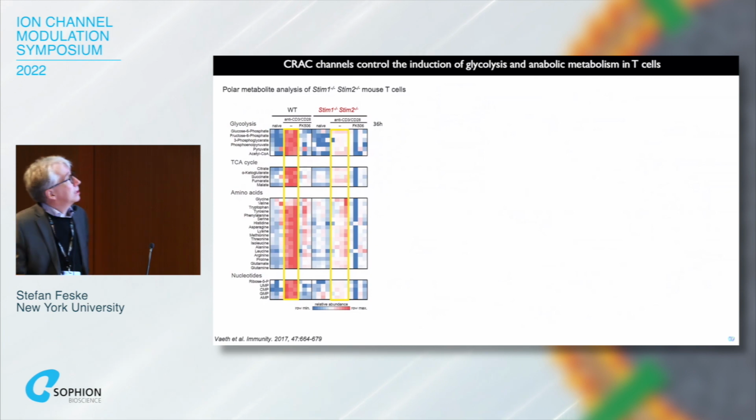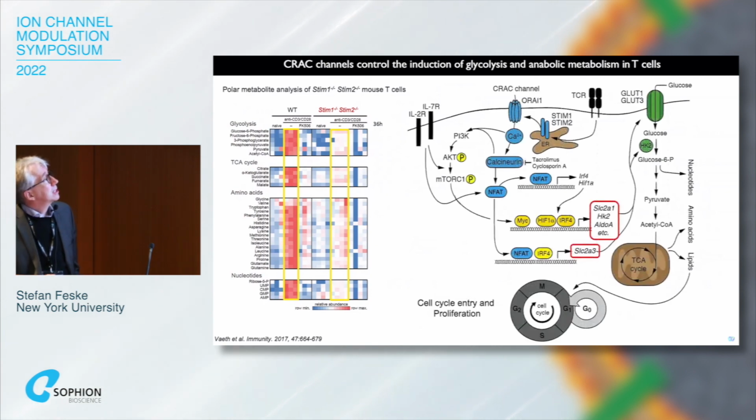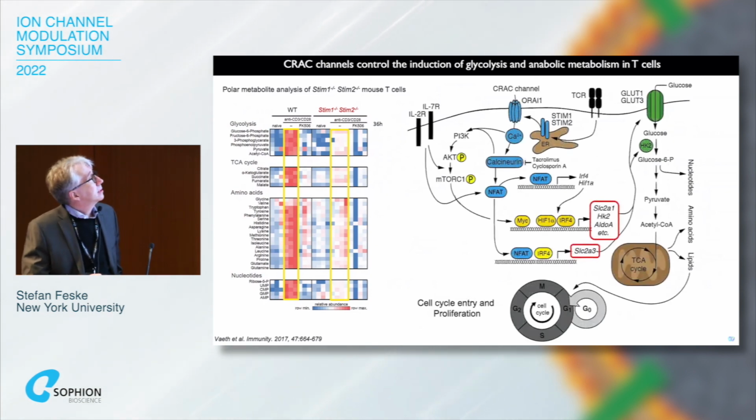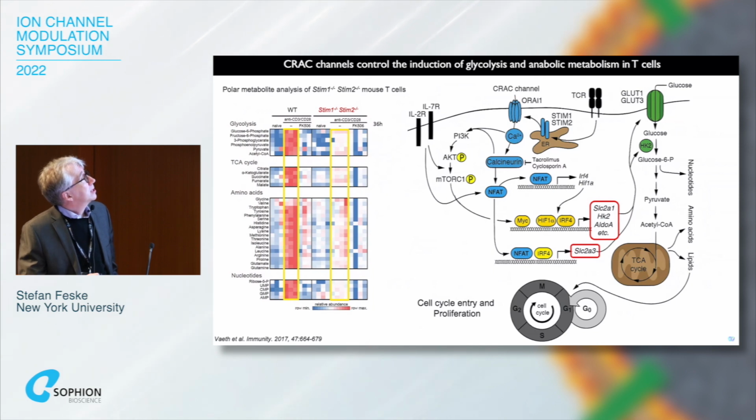Without going into great detail here, I just show you the summary of the studies where we are convinced that calcium influx through CRAC channels is absolutely required for the activation of calcineurin, because we see very similar effects by blocking calcineurin function with tacrolimus or FK506. And this activates NFAT that drives the expression of transcription factors that then in turn transcribe glucose transporters 1 and 3, which we showed in this paper, and also glycolytic enzymes.